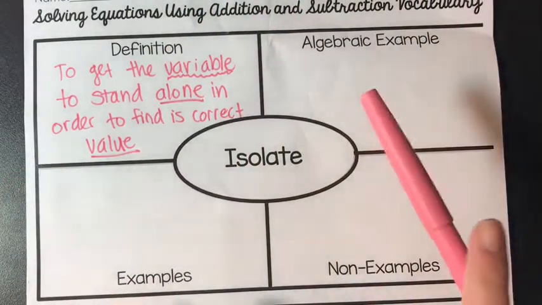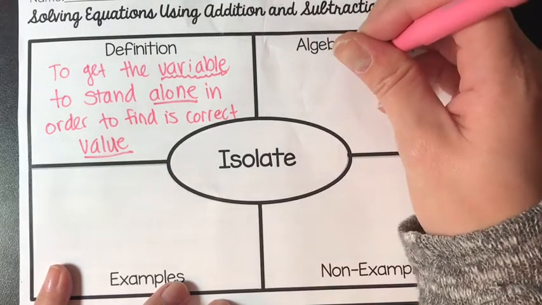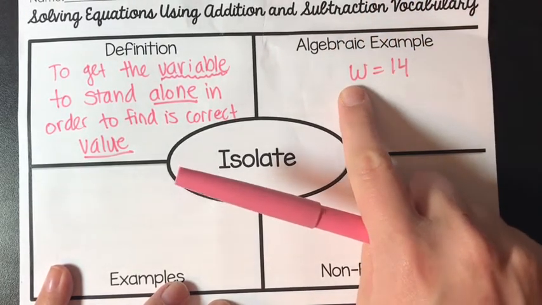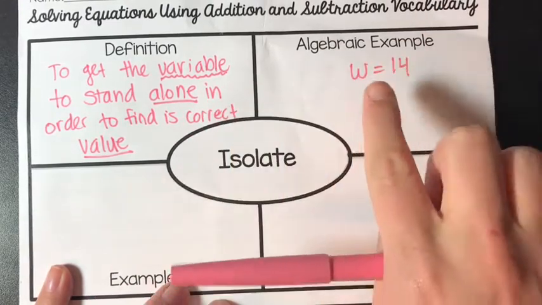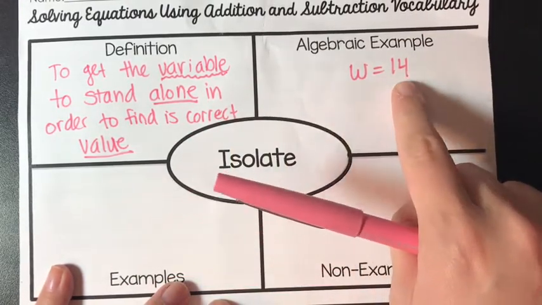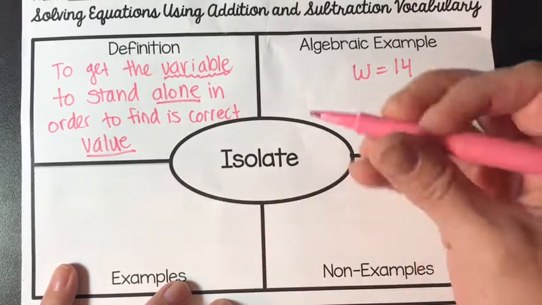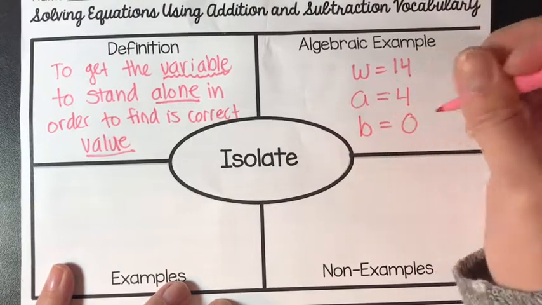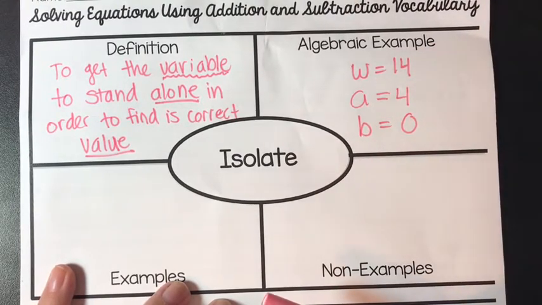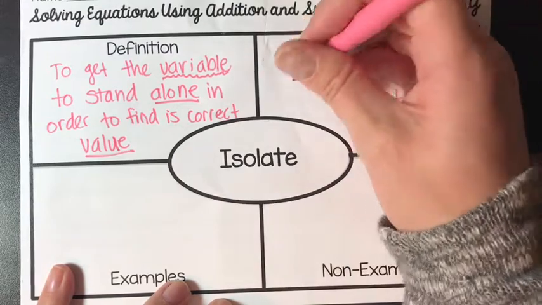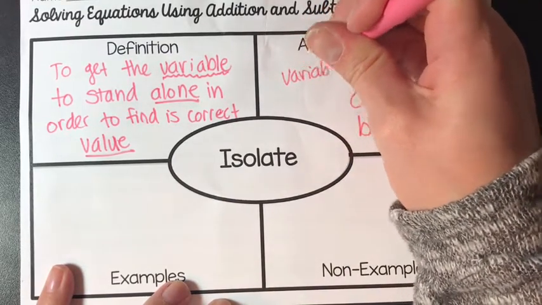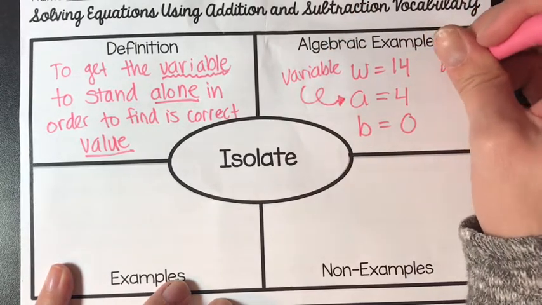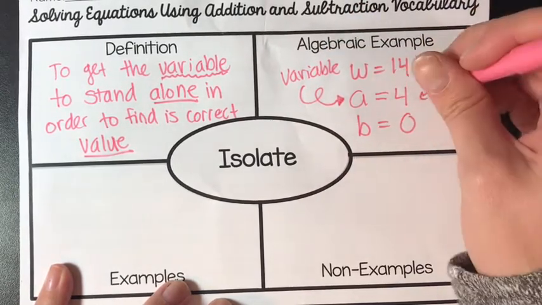So for example, if you were to isolate a variable, it would look something like this. W equals 14. That is a variable on one side of an equation. It's isolated, it's by itself, and it's telling me, hey, what is W? Well, it's equal to 14. Another example would be A equals 4, B equals 0, and so on and so forth. You have a variable on one side, and then the value on the other.